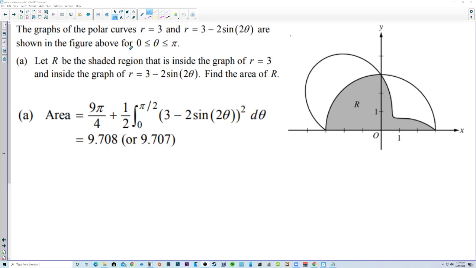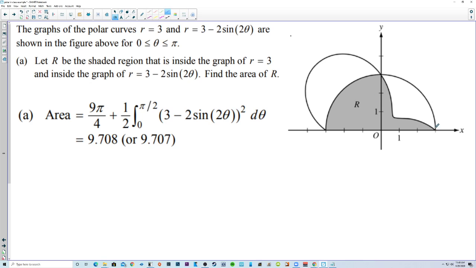The graphs of the polar curves r equals 3 and r equals 3 minus 2 sine 2 theta are shown in the figure above for 0 to pi. Let R be the shaded region that is inside the graph of r equals 3 and inside the graph of r equals 3 minus 2 sine 2 theta. Find the area of R.